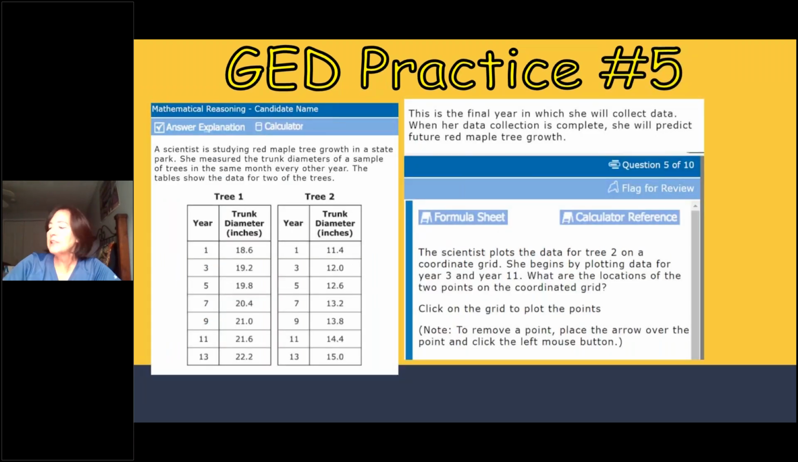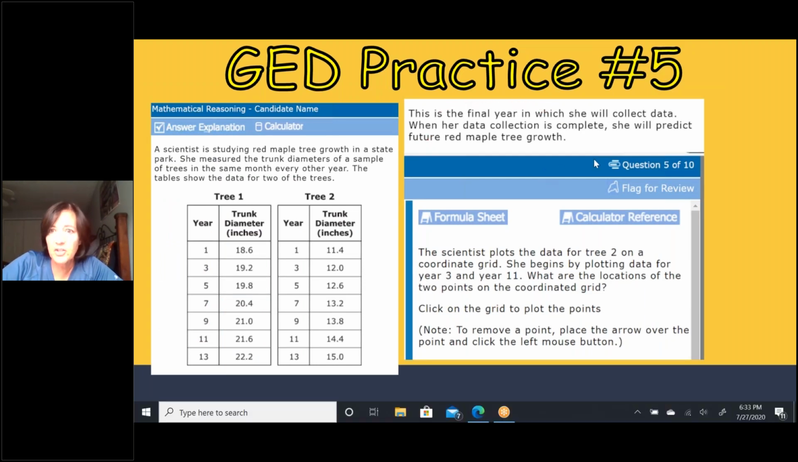Number 5 is a really long problem. So there's just a lot of information about these trees that we have to keep track of. So I'm going to read through the initial problem first. It says, a scientist is studying red maple tree growth in a state park. She measured the trunk diameters of a sample of trees in the same month every other year. The table shows the data for 2 of these trees. So we've got information on tree 1, got information on tree 2.